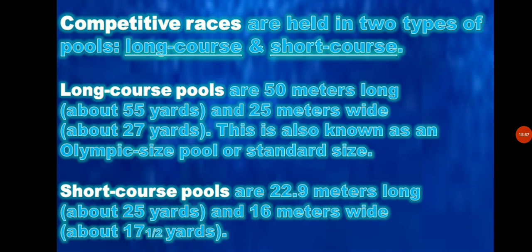Long course pools are 50 meters long, about 55 yards, and 25 meters wide, about 27 yards. This is also known as the Olympic size pool or standard size. All international meets are held in long course pools. The pool is divided into lanes. At the end of each lane, swimmers touch the pad, which electronically measures swimmer times to the hundredths of a second.